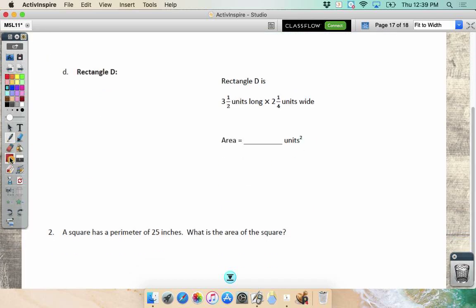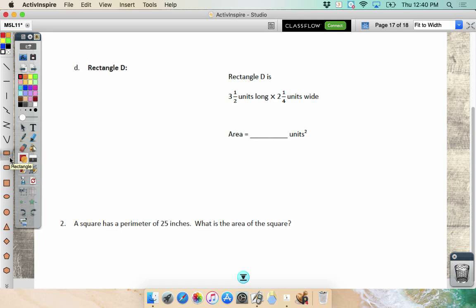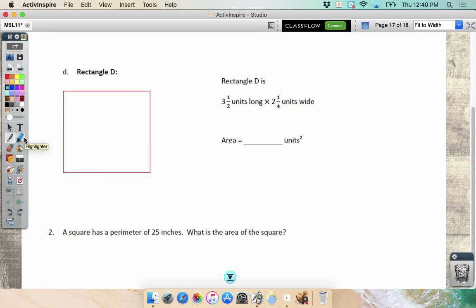The best problem on this whole page is the last one. It's going to prepare you the best for your assessments coming up. So here's rectangle D. I always like it when I have halves and fourths because they're easier to work with. We'll see if that's the case here. So I've got 3.5 by 2 1/4.